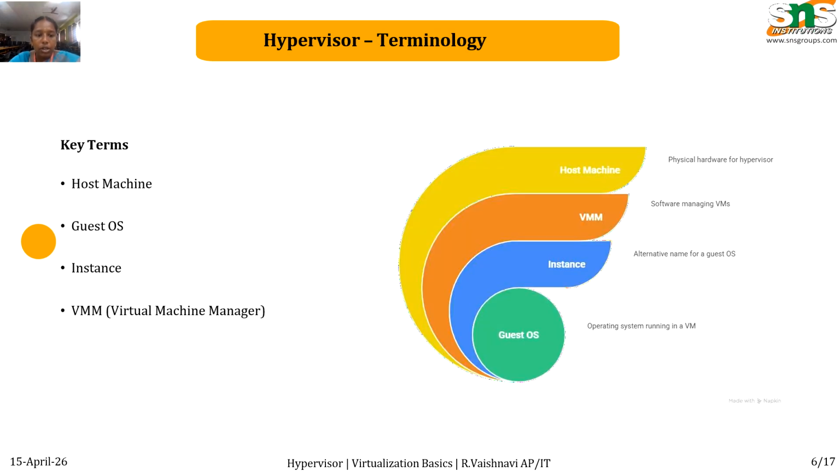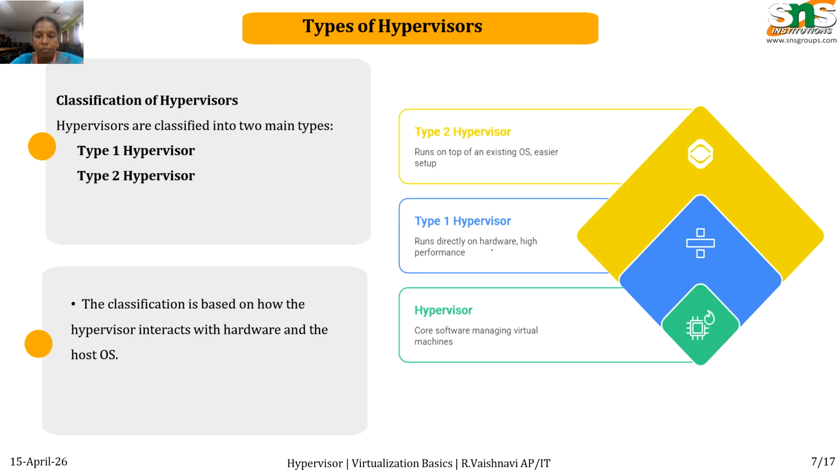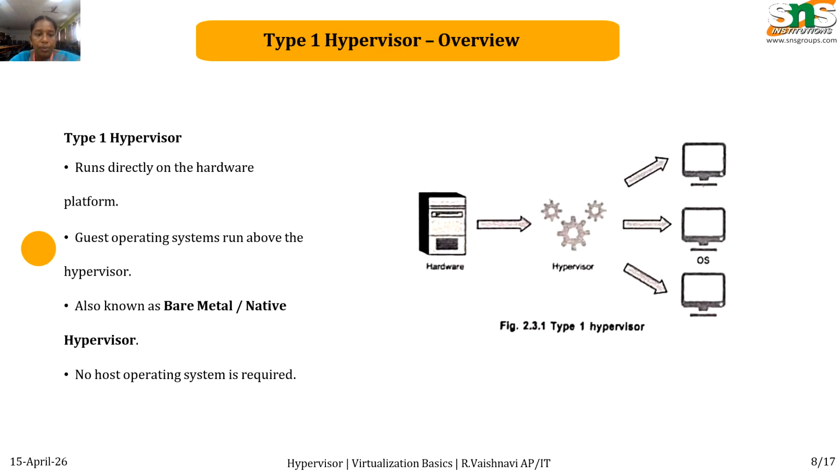Here we have the terminology. The key terms will be host machine, guest OS, instance, and virtual machine manager. And then types of hypervisor. Here we have two main types, that is type 1 hypervisor and type 2 hypervisor. Type 1 hypervisor runs directly on the hardware with high performance. Type 2 hypervisor runs on top of the existing OS, easier to set up. The classification is based on how the hypervisor interacts with the hardware and the host OS.